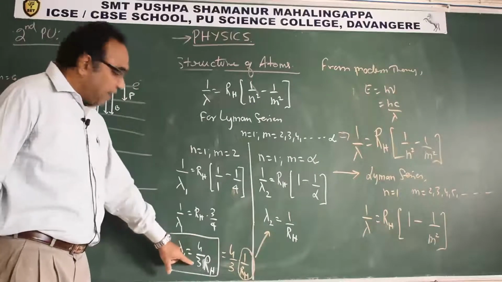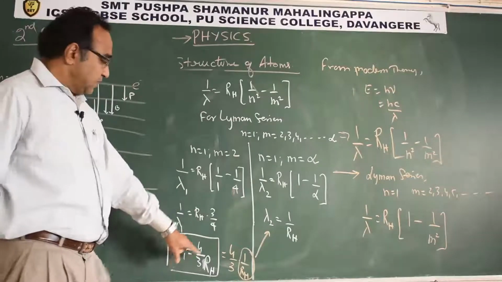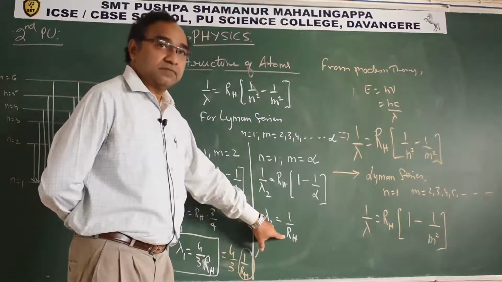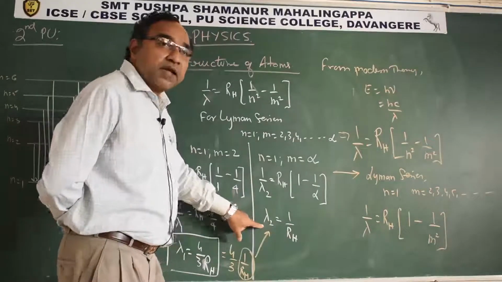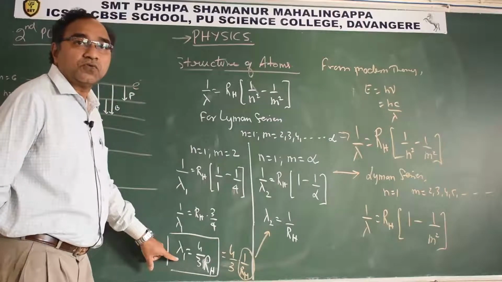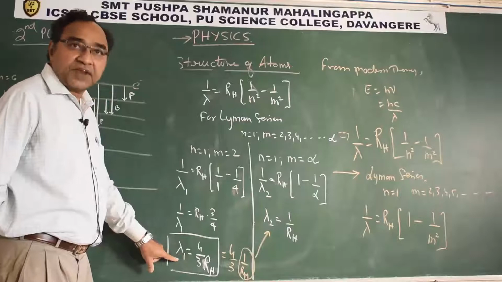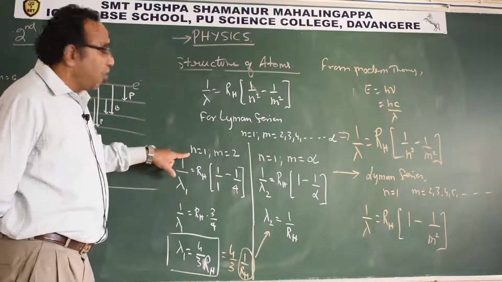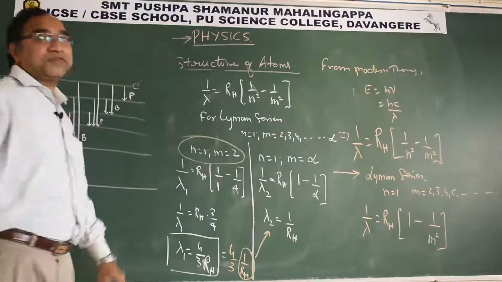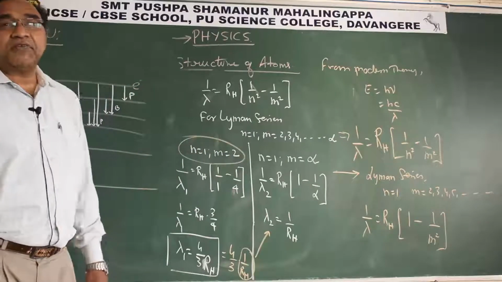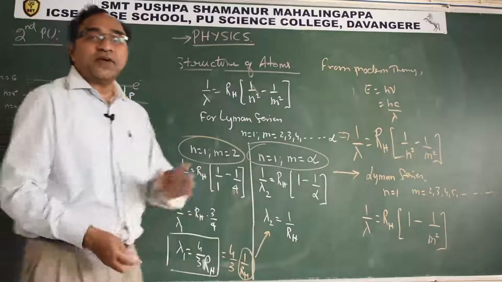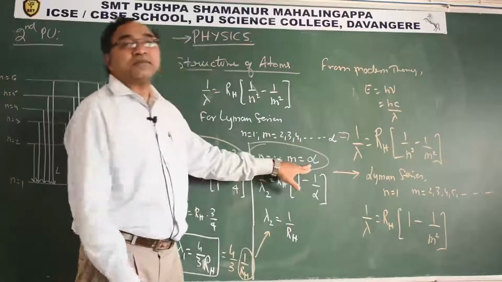So 4 by 3 is greater than 1. Na? So suppose let us assume RH is 1. So lambda 2 is 1. Lambda 1 will be 4 by 3, which is greater than 1. So which is longer of the two? This one is longer, na? So longest wavelength, if it is said, remember, take n is 1, m is 2. If it is said find the shortest wavelength, this is what you have to take. Please understand. Don't get carried away by infinity.